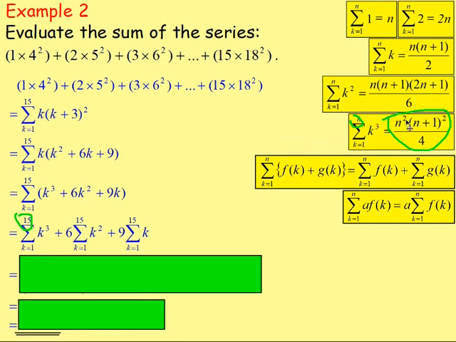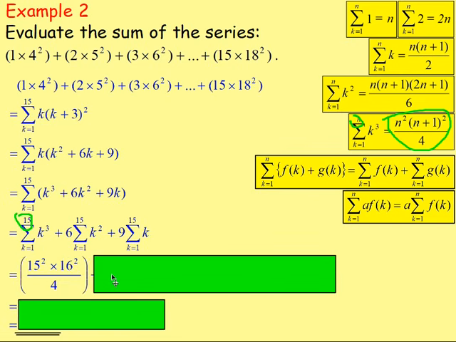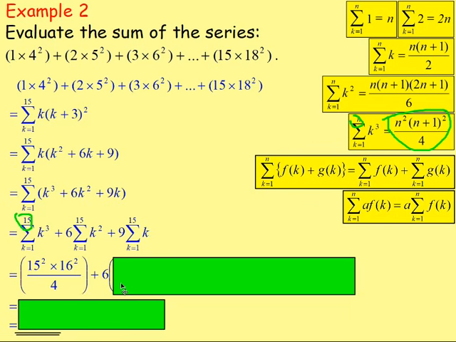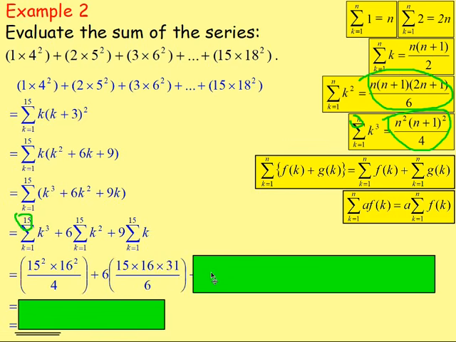So that means we're going to have 15 squared multiplied by 15 plus 1 squared, so that'll be 16 squared over 4, plus then 6 times the sum of k squared. So for k squared, this is what you're looking at. It'll be n plus 1, 2n plus 1. So if you put the numbers in, 15 is n, so n plus 1 is 16, and if you double it and add 1, you get 31, and that'll be all over 6.